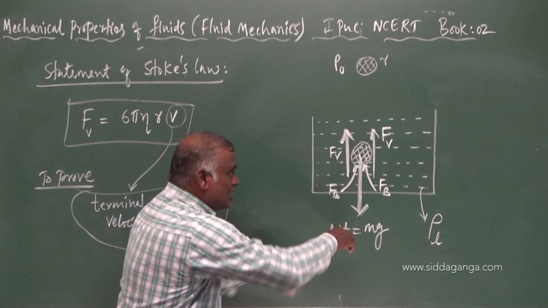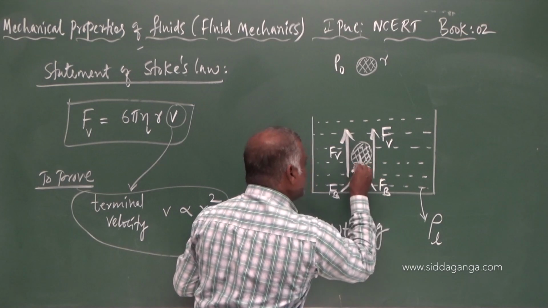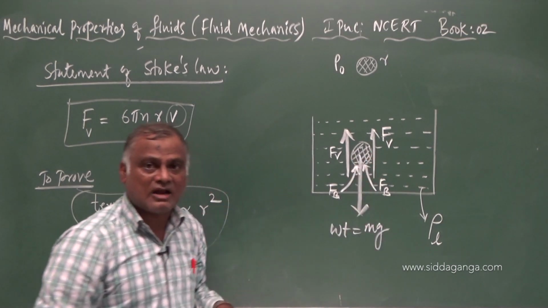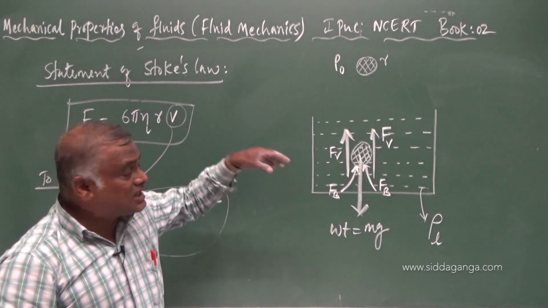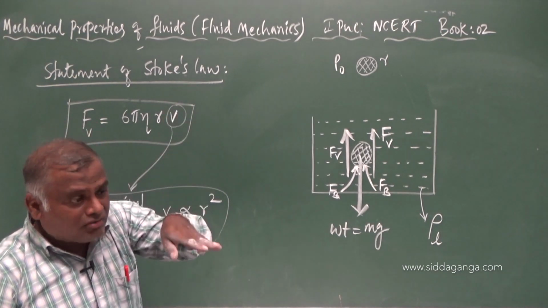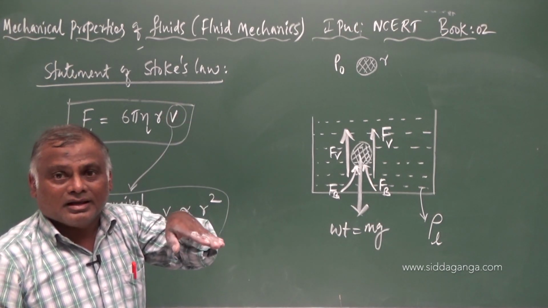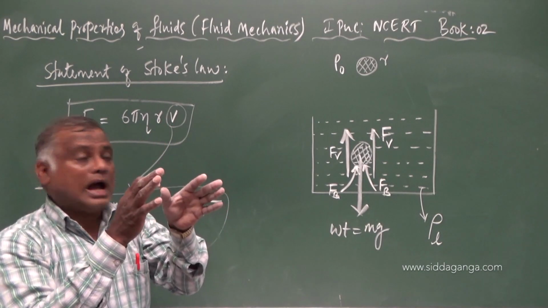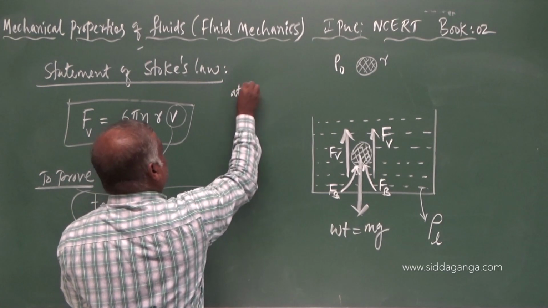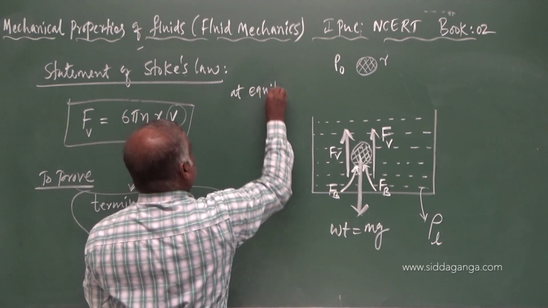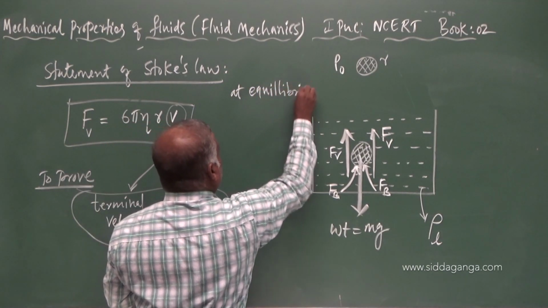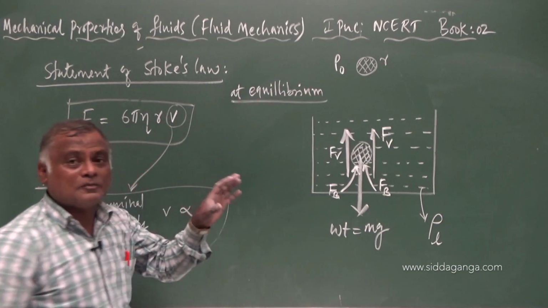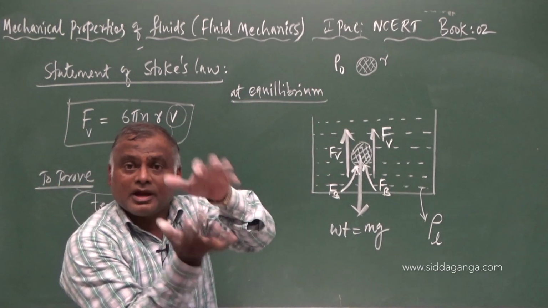The weight is acting downward, my dear students. Weight is acting downward because of gravity. When the object is falling down, it has an upward viscous force. Now, at equilibrium, you must understand this. At equilibrium means when the object is well settled in the fluid.